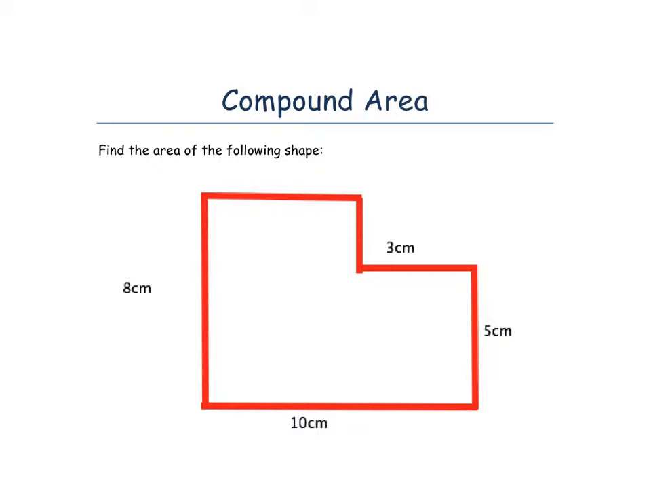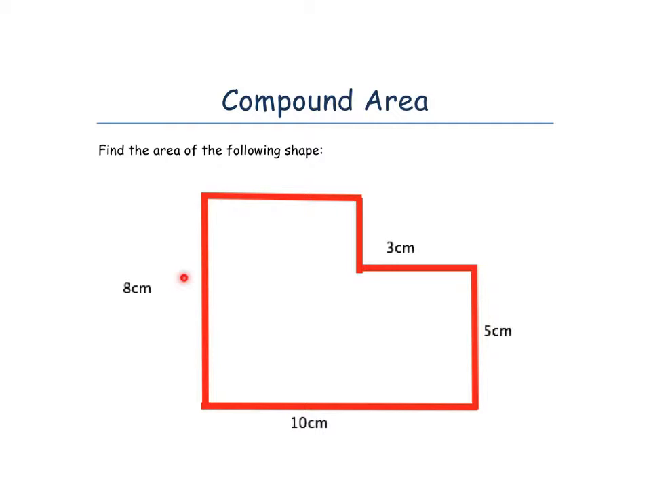Now we're going to look at two examples here. The first one is one later on. Now here we've got a shape that's clearly made up of two rectangles, that one and this one here. So we've got two places where we can split this shape. We could either split it along here, or we could even split it there and there and have three shapes to find the area of.